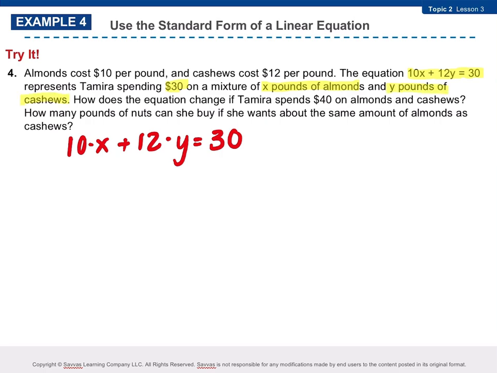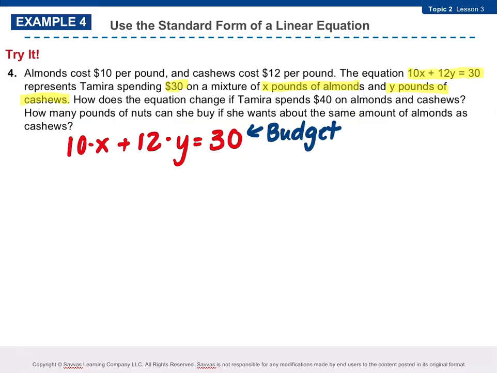So before I read the question, let's break down this equation a little bit. So I wrote my equation down here. Again, reminding you that 10x means 10 times x, and 12y means 12 times y, and that's supposed to be equal to 30. They already said it was equal to 30 because 30 was her budget.